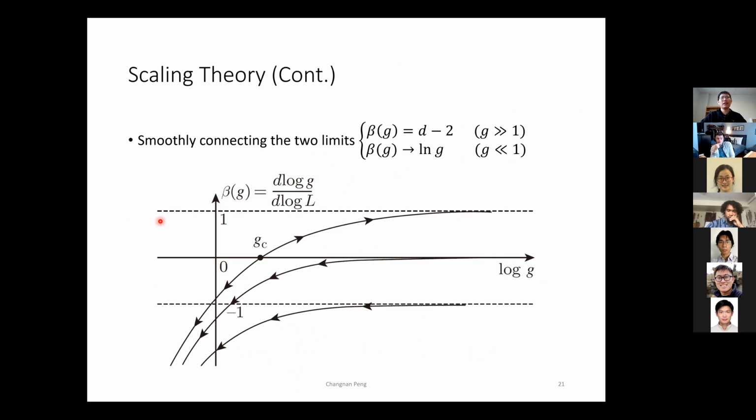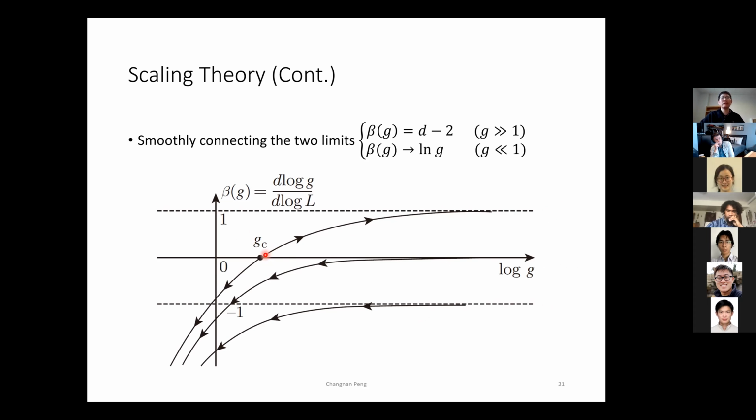We see that in 3 dimensions, this D minus 2 is 1, so it approaches 1. In 2 dimensions, it approaches 0. In 1 dimension, it approaches minus 1. The crucial part is that we only have a crossing to beta equals 0 in the 3-dimensional case.